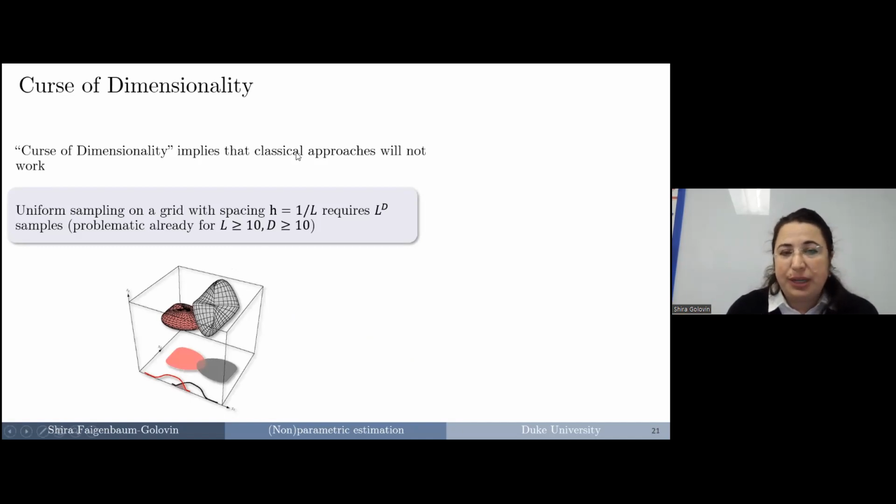For example, if we have some data points that were sampled with a spacing of h, where h is 1/L, and we require that there will be L to the power of d points, where d is the dimension, already for L greater than 10 and d greater than 10 as well, we are demanding a number of points that is practically not feasible to be sampled in many scenarios. So we need to address the problem in different ways. So what do we do?